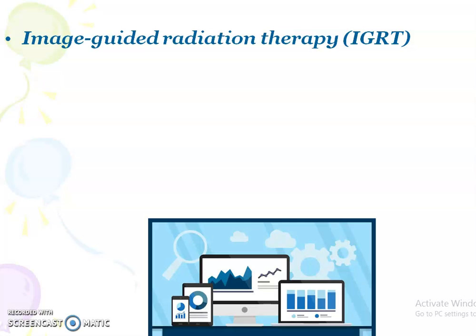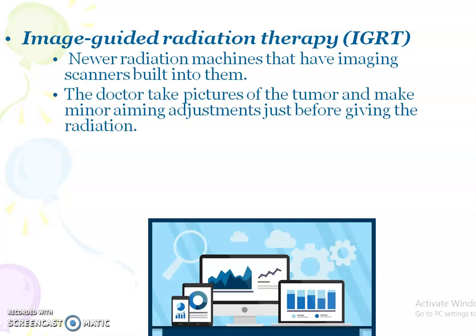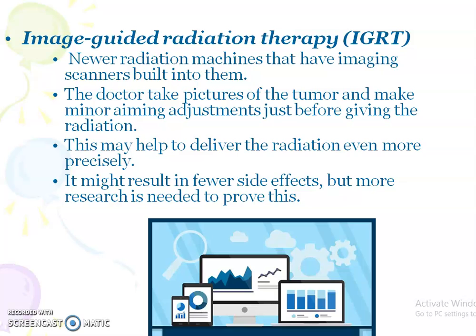The next type is image guided radiation therapy. This is a newer radiation machine that has imaging scanners built into the machine. The doctor takes pictures of the tumor and makes minor aiming adjustments just before giving the radiation treatment. This helps to deliver the radiation even more precisely compared with the other two types we discussed. It might result in fewer side effects, but more research is needed to prove the effectiveness of IGRT.